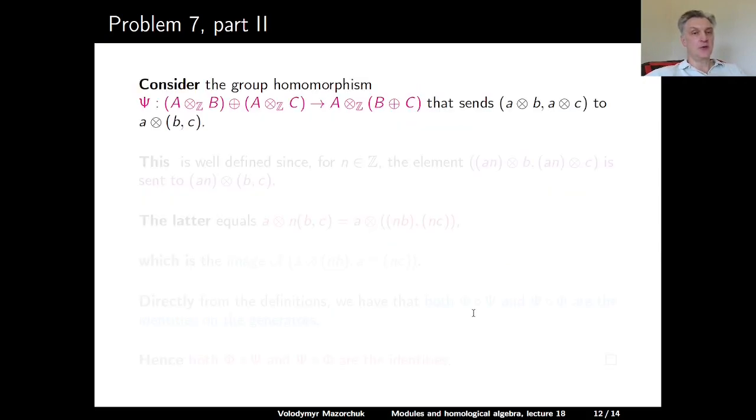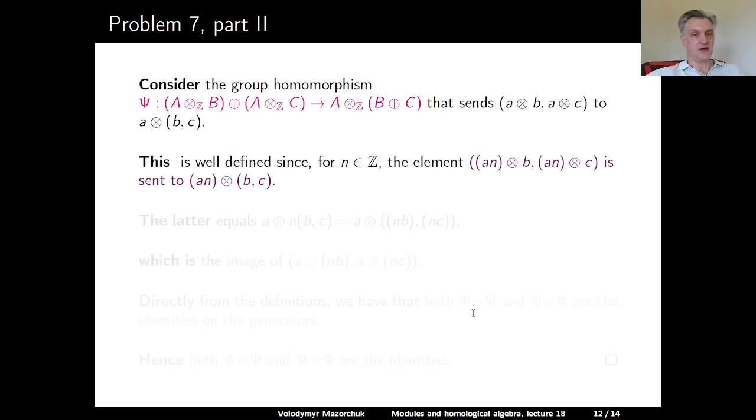Now consider the group homomorphism from the right-hand side to the left-hand side, which we call psi. So this is a map from the direct sum of A tensor B and A tensor C to the tensor product of A with B plus C. And we define psi on the generators such that it sends the pair (A tensor B, A tensor C) to the tensor product of A with the pair (B, C). Again, we have to check that this is well defined on the generators.